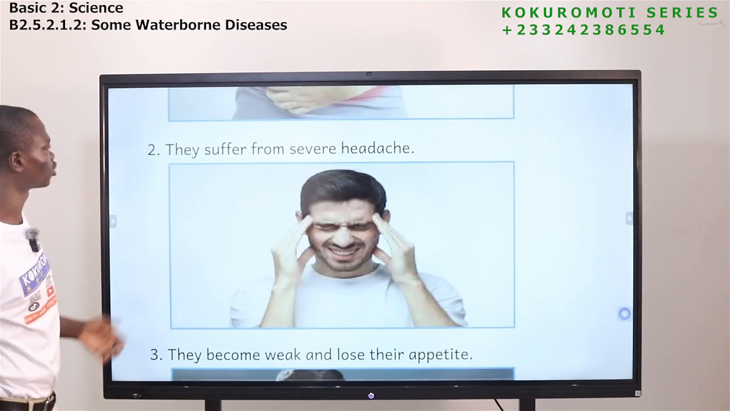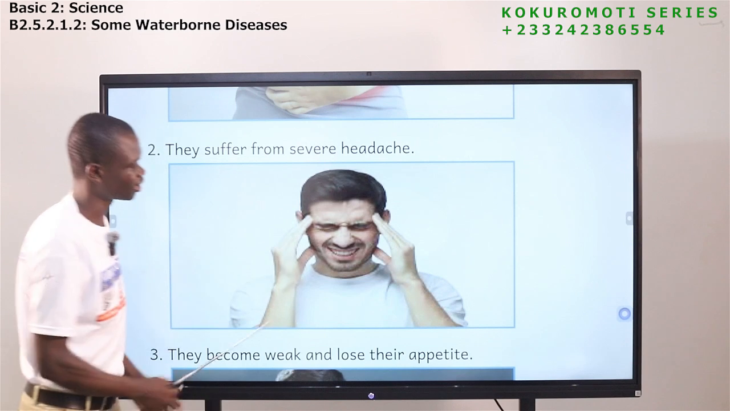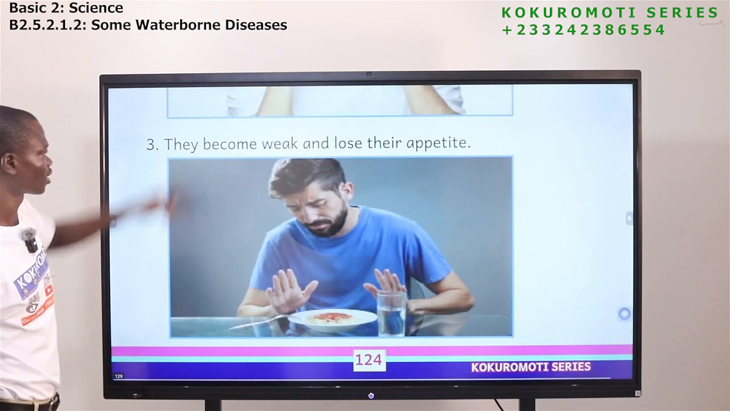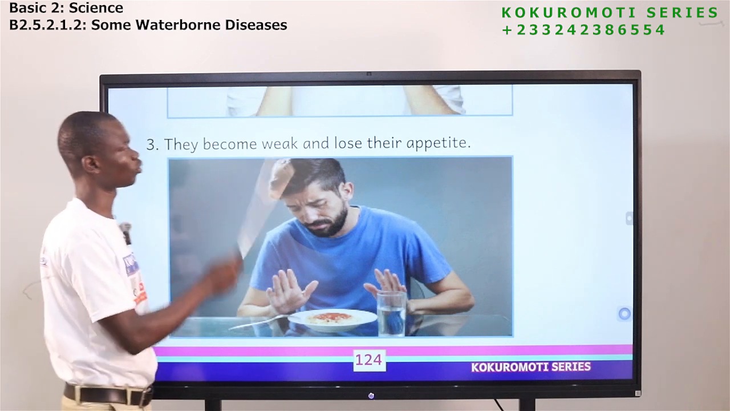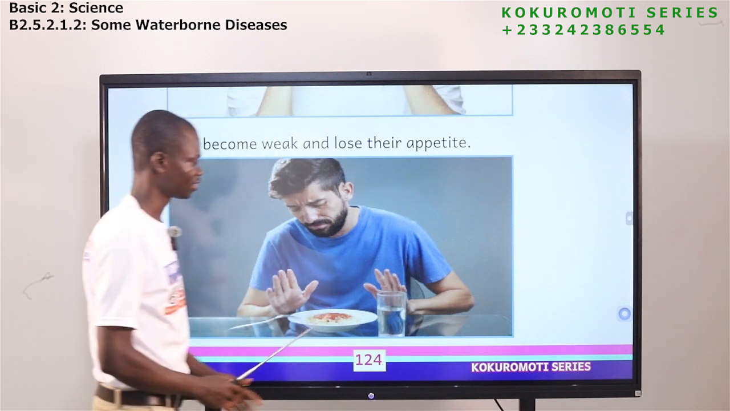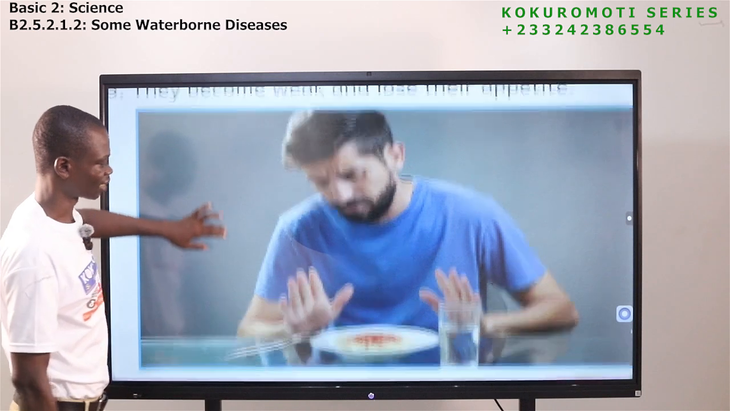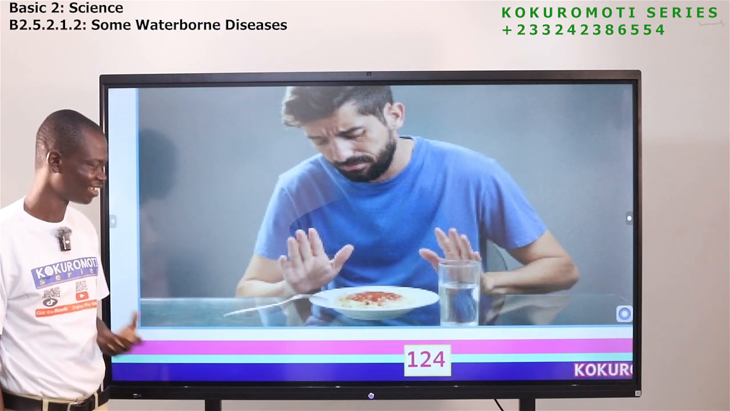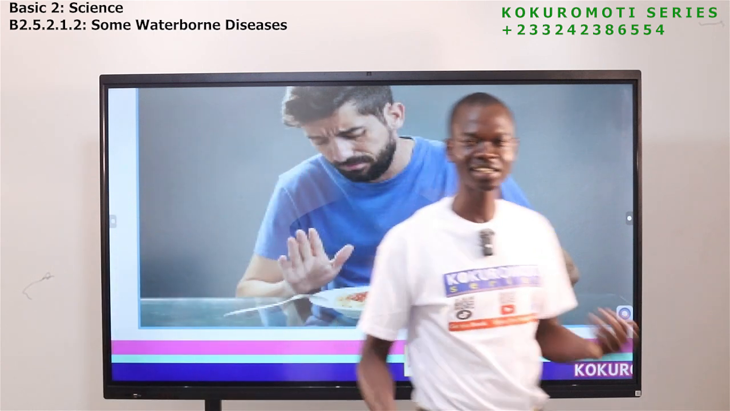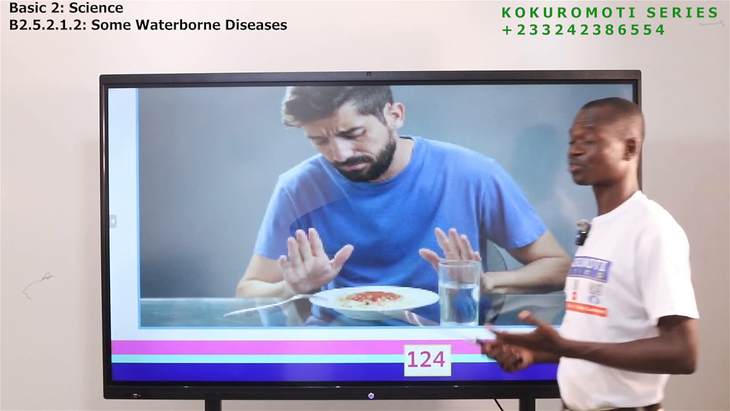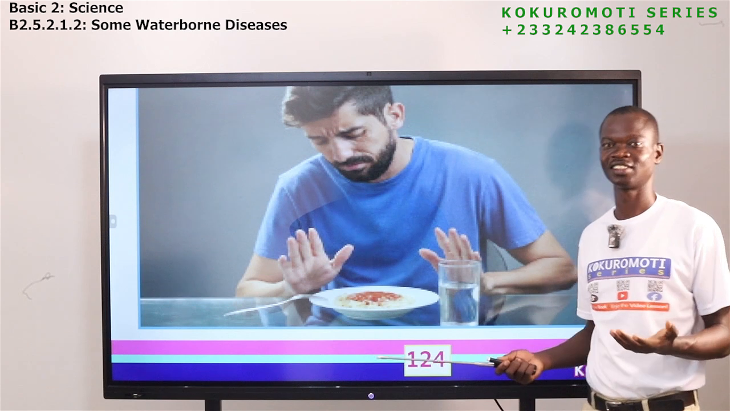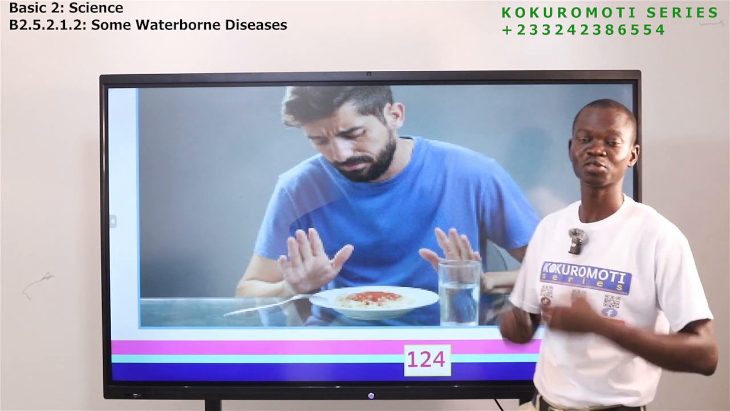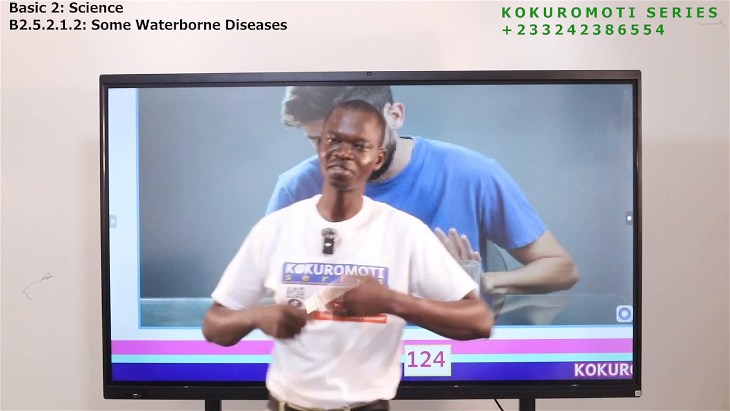The next one is what? They suffer from severe headache. So look at the man. He's suffering from headache. The third one, they become weak and what? Lose their appetite. It's so bad. Look at the man here. Look at the food. But the man is rejecting the food because of one thing, typhoid. So if you have typhoid, your mother will prepare food for you, your father will buy food for you, and you reject the food.